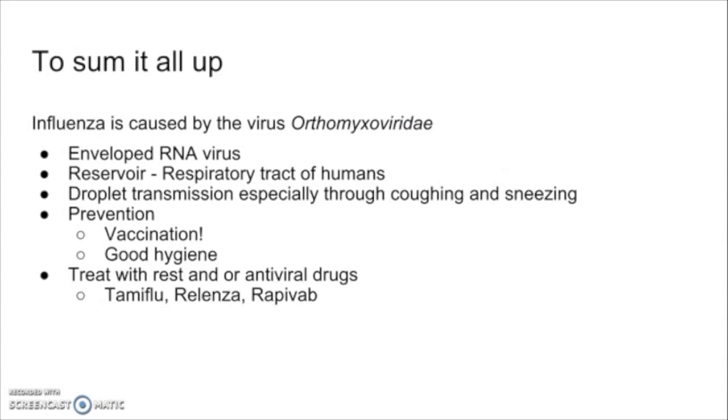So to sum it all up, influenza is caused by the virus Orthomyxoviridae, which is an enveloped RNA virus. The reservoir is the respiratory tract of humans, and it's transmitted through droplet transmission, especially through coughing and sneezing. And in order to prevent influenza, it's important that we get vaccinated every single year, and also that we practice good hygiene. If you are infected, we're going to treat it with rest and lots of fluids, and also possibly antiviral drugs such as Tamiflu, Relenza, and Rapivab.